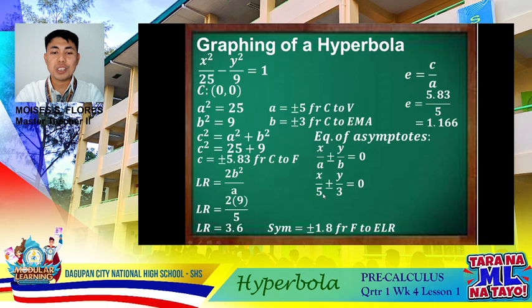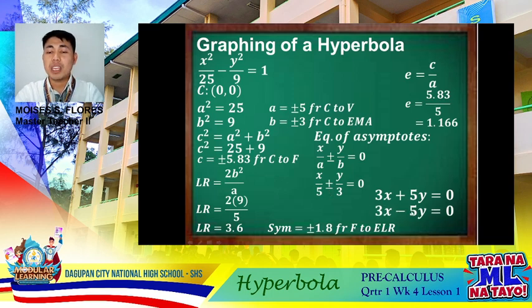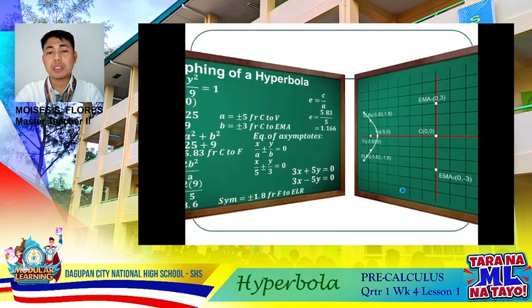We simply cross multiply it. So this 3 to x, this 5, cross multiply to y. So our first equation is 3x plus 5y equals 0, applying our positive. Then of course, applying our negative, we have 3x minus 5y equals 0. So we are now ready to sketch our asymptotes.